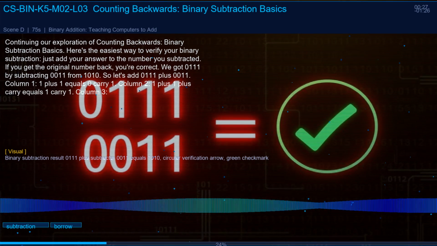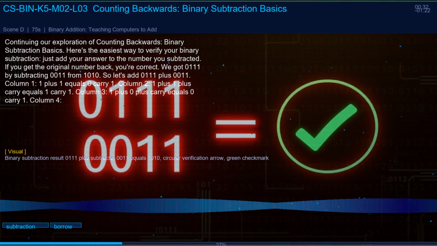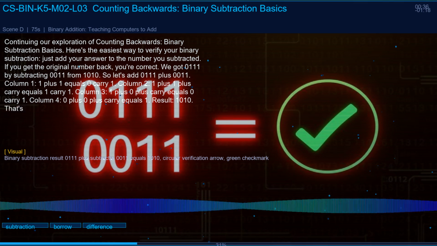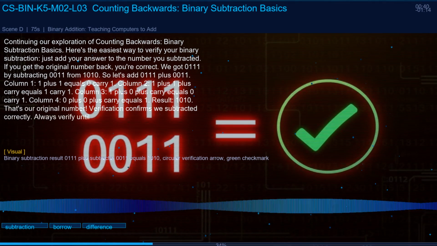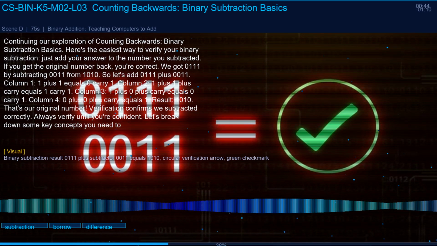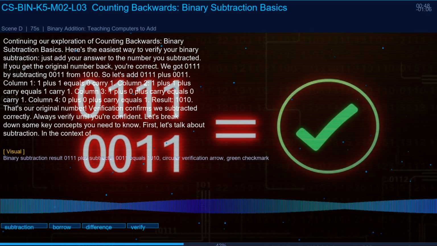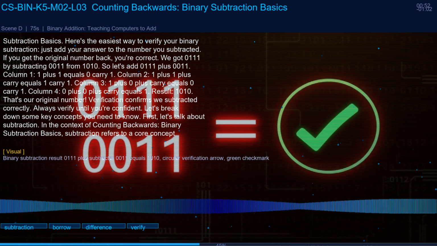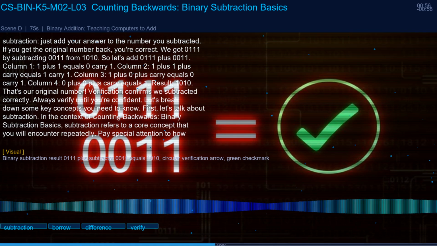Column 1, 1 plus 1 equals 0 carry 1. Column 2, 1 plus 1 plus carry equals 1 carry 1. Column 3, 1 plus 0 plus carry equals 0 carry 1. Column 4, 0 plus 0 plus carry equals 1. Result, 1010. That's our original number. Verification confirms we subtracted correctly. Always verify until you're confident.